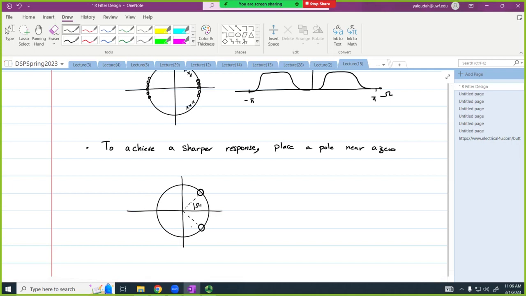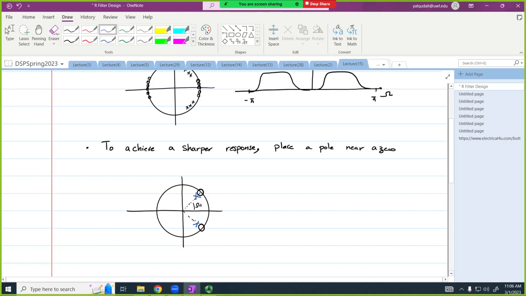Okay, so if I place a zero here, I'm going to get a zero at these frequencies, but what I'm trying to do is have a very sharp response. And therefore, I'm going to place a pole that is very close to that circle. What is the impact of placing that pole next to the zero? The response is going to be sharper. What does that mean? It means the impact of this zero is going to be felt over a very small region. Does that make sense?